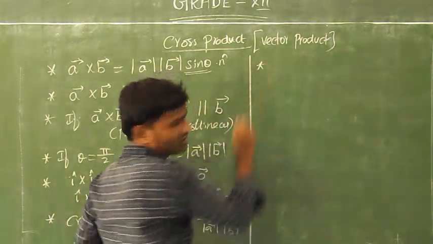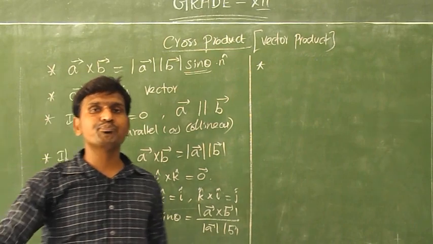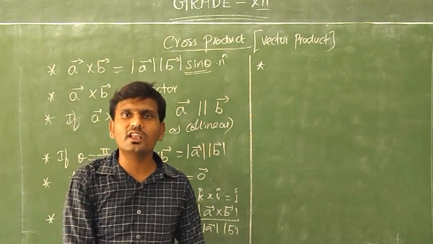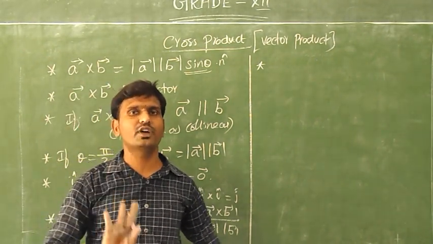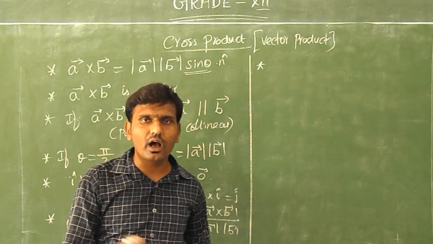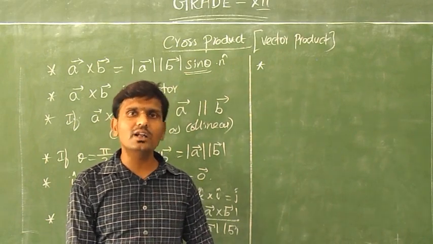And the next observation is very important. From your dot product, the commutative property is satisfied. For that, A vector dot B vector is equal to B vector dot A vector.